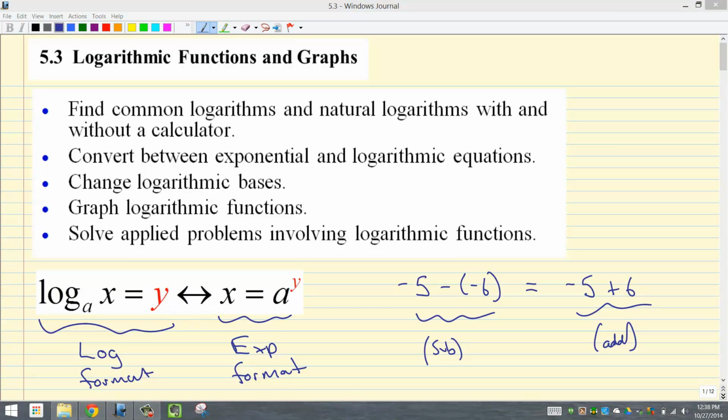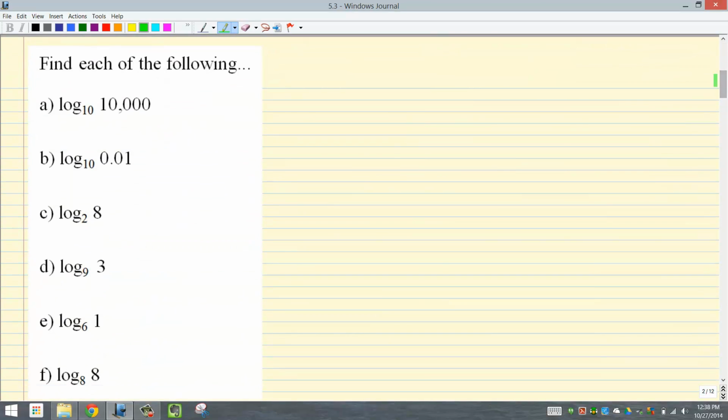So it's the same idea as this. Negative 5 minus negative 6 is equal to negative 5 plus 6. And you guys know that you do this same-change thing, and that makes it a positive 6. But the difference is one's written in subtraction format, the other one's written in addition format. They're the exact same problem. They're the exact same number, just different formats. The same thing's true with these two. This one is written in log format, and this one is written in exponential format. They're the same idea. They're the same number. They're the same concept, just one's in log, one's in exponential. So how do we use that?